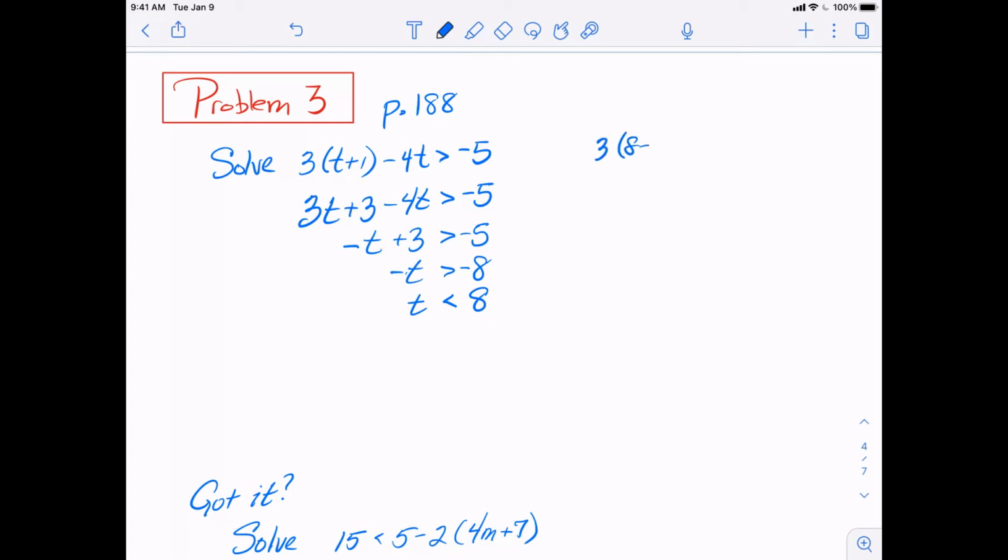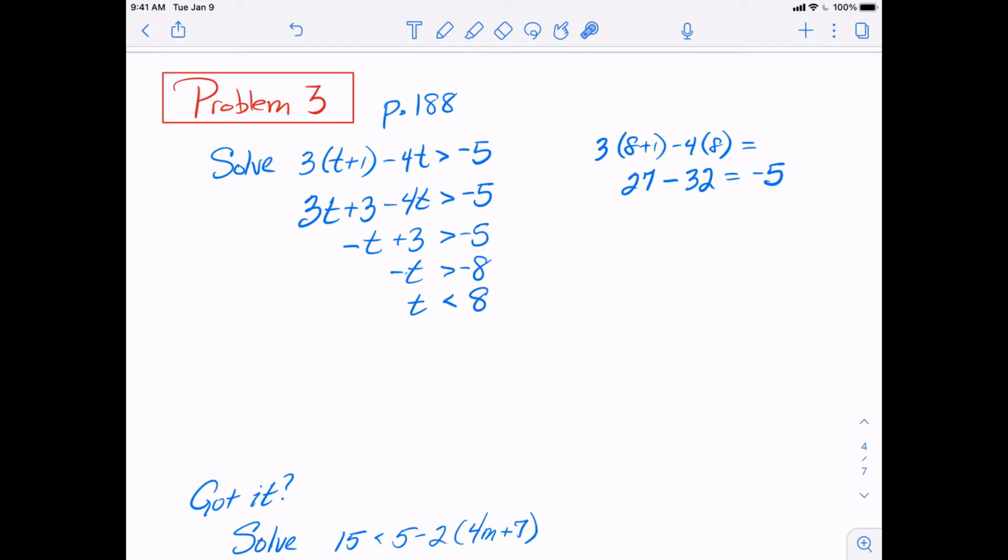3 times 8 plus 1 minus 4 times 8 is equal to 3 times 9 is 27 minus 4 times 8 is 32, and that indeed equals negative 5. So when t is 8, we've done that math correctly. And now let's pick a number t that is less than 8 and see if it's correct.